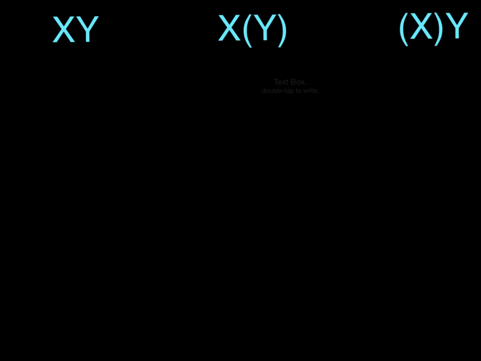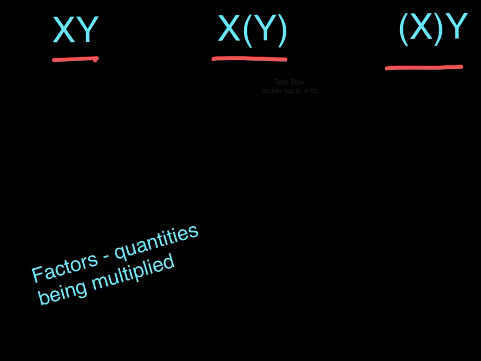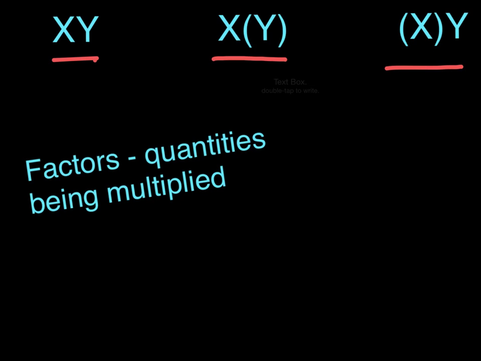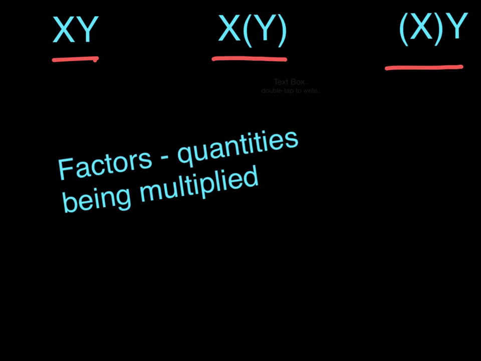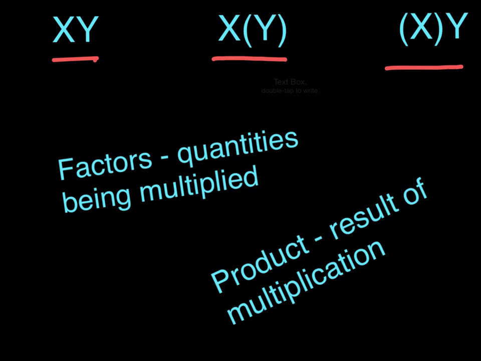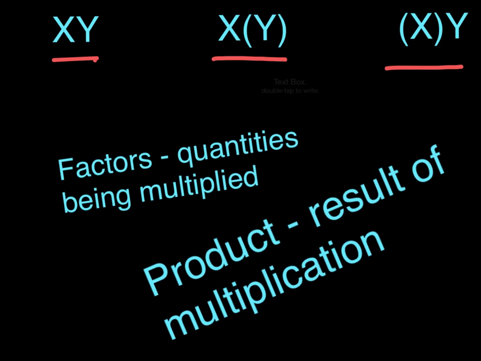When two numbers are being multiplied together, we call them factors. Here, I have the same thing written 3 different ways. Here, I have x times y. Here, I have x times y with y in the parentheses. And here, I have x times y with x in the parentheses. All of it is the same thing. In these examples, x and y are called factors because they're being multiplied together. When we multiply x and y together, or real numbers, we'll get the product, which is the result of a multiplication problem.